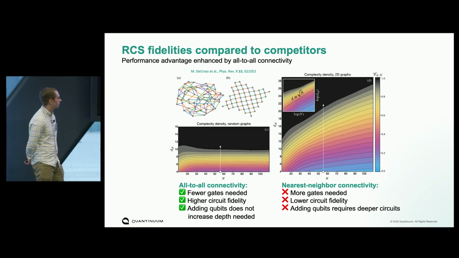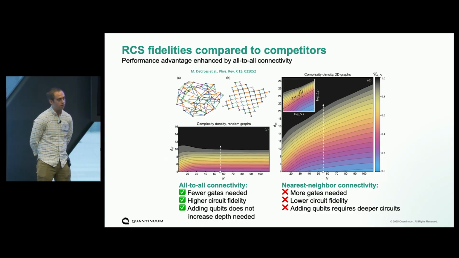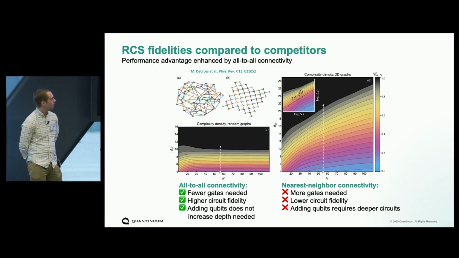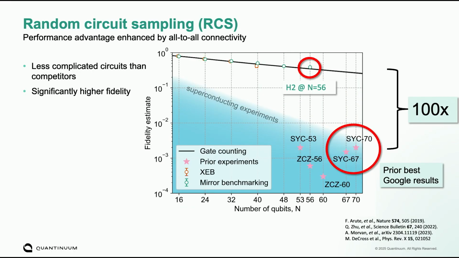On the left is if you have all-to-all connectivity: basically about a depth 10 circuit is as deep as you need to go. As you scale up to more qubits, you wouldn't need to run a deeper circuit in order to reach the same kind of complexity. Whereas if you only have nearest neighbor connectivity, if you go to more qubits, you have to run deeper circuits, which leads to more gates and lower circuit fidelity. This fact enables us to perform these random circuit sampling experiments with very high fidelity.